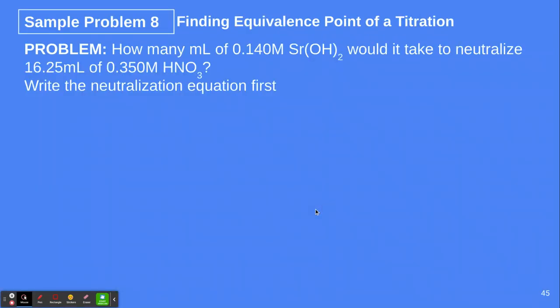And then our last practice problem here: how many milliliters of 0.140 molar strontium hydroxide would it take to neutralize 16.25 milliliters of 0.350 molar nitric acid? You need to write the neutralization equation first. Remember, you're going to get an acid plus a base gives us salt and water.